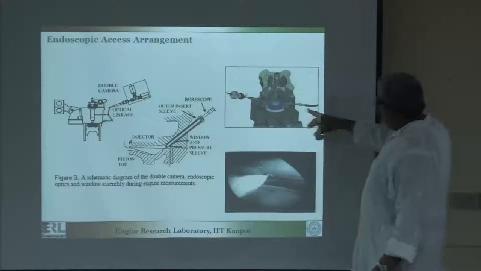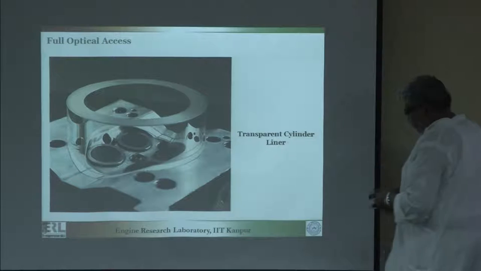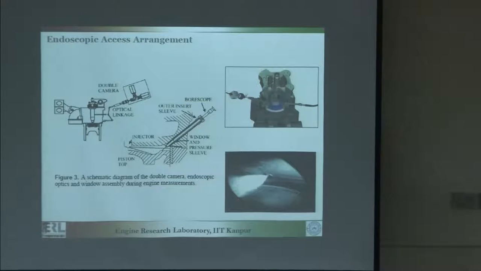So here you can see I illuminate this area, and from here I am viewing. In fact, if you look at this area here, I think the light is coming from this side. And this area is illuminated, and you can see the spray coming out. This is a gasoline direct injection spray, and I am now viewing it through the endoscope. So I can get a nice view. This is my piston that is coming up, so I can get a nice view of the spray that is happening inside the engine combustion chamber. Okay. Towards the end, maybe I will show you some interesting videos also.